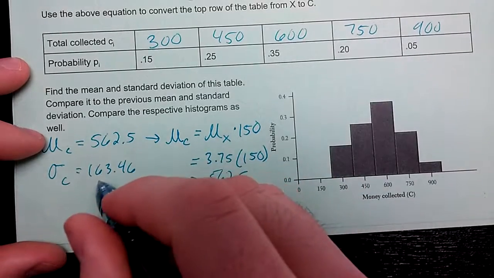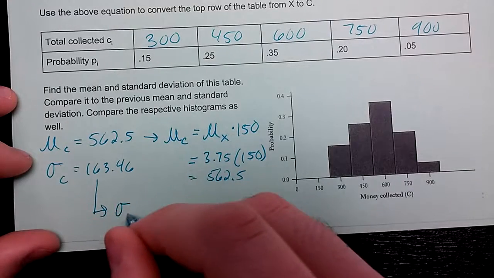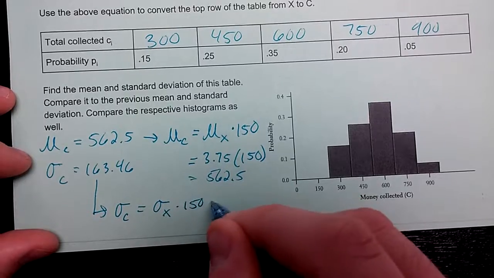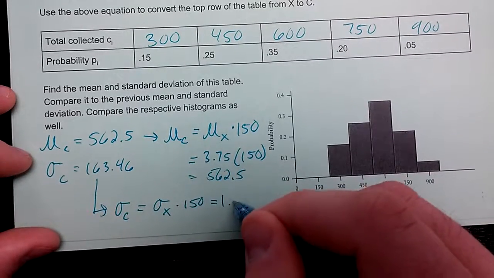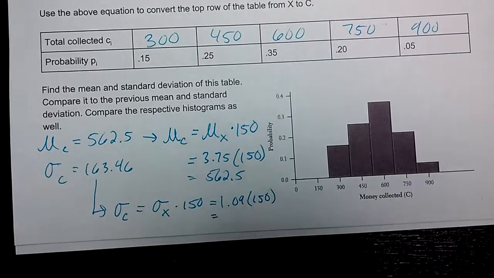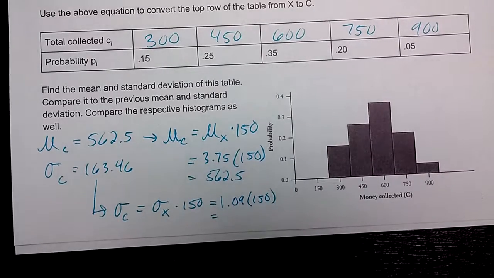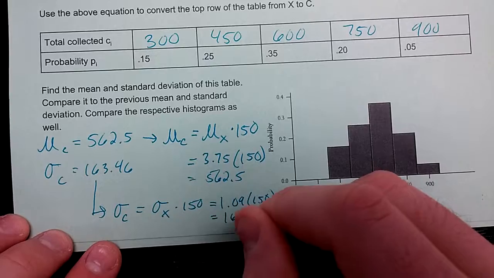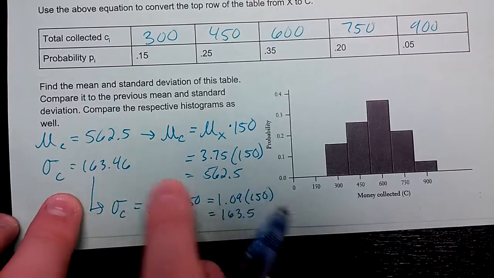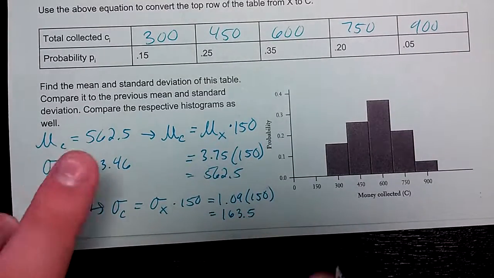Let's see if it works with the standard deviation as well. Because when you multiply by a number, remember both the mean and standard deviation change. So the new standard deviation should be the old standard deviation times 150. Well, that was 1.09 times 150. And when you do that math, you get approximately 163.5. And with some rounding, you'll notice they're pretty much the exact same number. We just didn't round here, but here it did get rounded. So 163.5, 163.46, essentially the same thing.